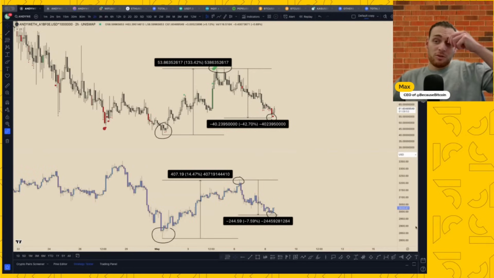Okay. So people are asking me, they're like, oh, I'm worried about Andy. Like it just pulled back 40%. And I'm like, this is expected. Look at the chart. What you are trading is 10 times leveraged ETH.